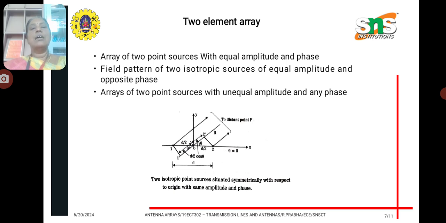So both are equally spaced from the center, so we can say that from the center point to antenna 1 is at a distance d by 2, and from the center point to antenna 2 is at a distance d by 2. And if we calculate the path difference between the antennas, in the diagram the radiation from antenna 2 arrives at a distant point P earlier than from antenna 1 because of the path difference between antenna 1 and 2.